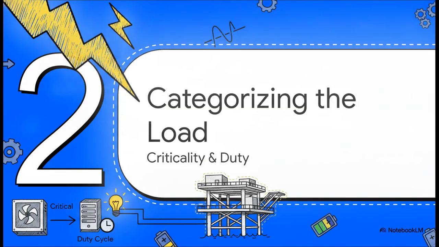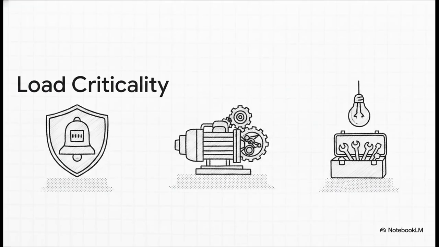Moving on to Section 2. Categorizing the electrical load based on criticality and duty. You've got to ask yourself a very serious question. If the power suddenly dies, what happens? Does it jeopardize human safety? If the answer is yes, that's a vital load. Think emergency shutdown systems and fire alarms, which need uninterruptible power supplies. Does it stop the actual product from being manufactured? If yes, that's an essential load, like your main process pumps. Or does it just turn off the lights in the kitchen? That is a non-essential load, like the galley or the workshop.